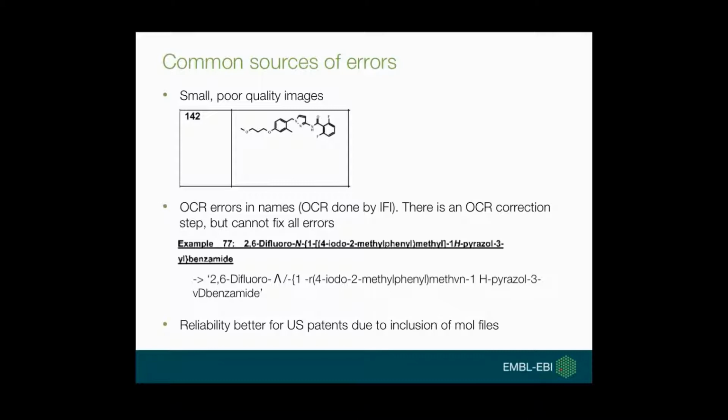As a general comment, the reliability and the accuracy is much better in US patents. First of all, because they don't need this OCR conversion step, so there are no OCR errors, because the original patent feed is in XML. And also because, if you remember, US patents offer the third source of compound information in addition to text and images, which is the MOL files.